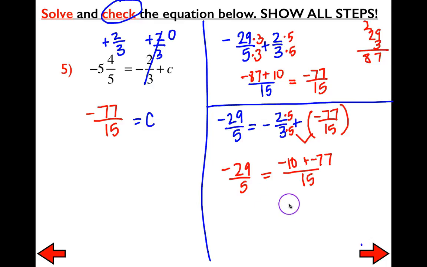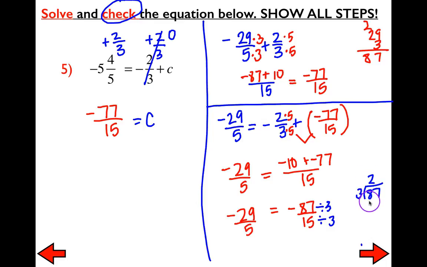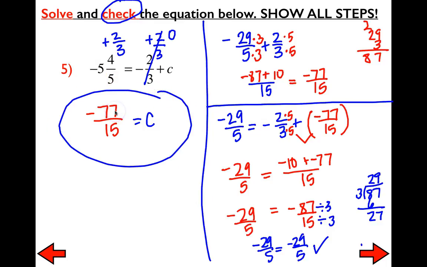Okay, so here this leaves me with negative 87 fifteenths equals negative 29 fifths. Well, let's see. If this really was the answer, this denominator has to be a 5. So let's see what happens if I divide this by 3 to make it a 5. Will that give me the answer? Let's do it. 87 divided by 3. That goes in 2 times. Looking good so far. 27, that goes in 9 times. So that works. Negative 29 fifths will equal negative 29 fifths. So I know for sure my answer is correct. That C is negative 77 fifteenths.